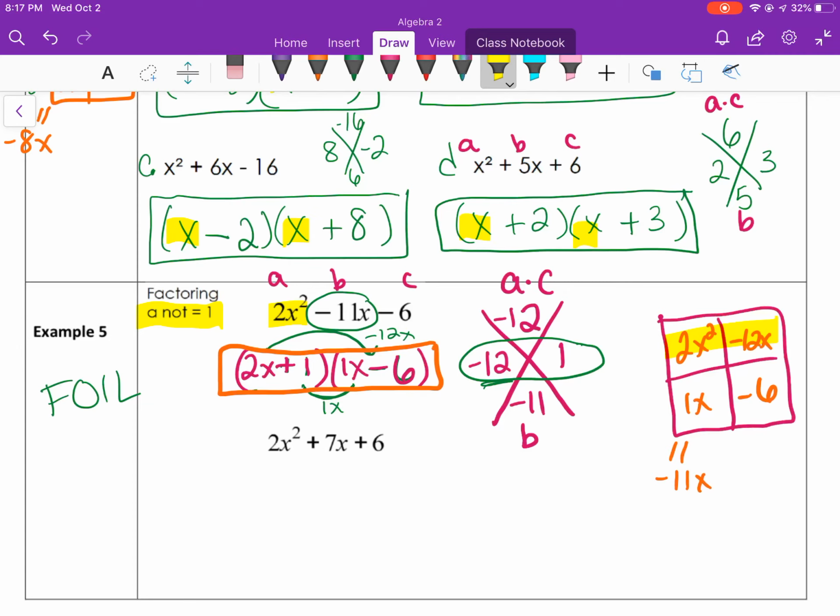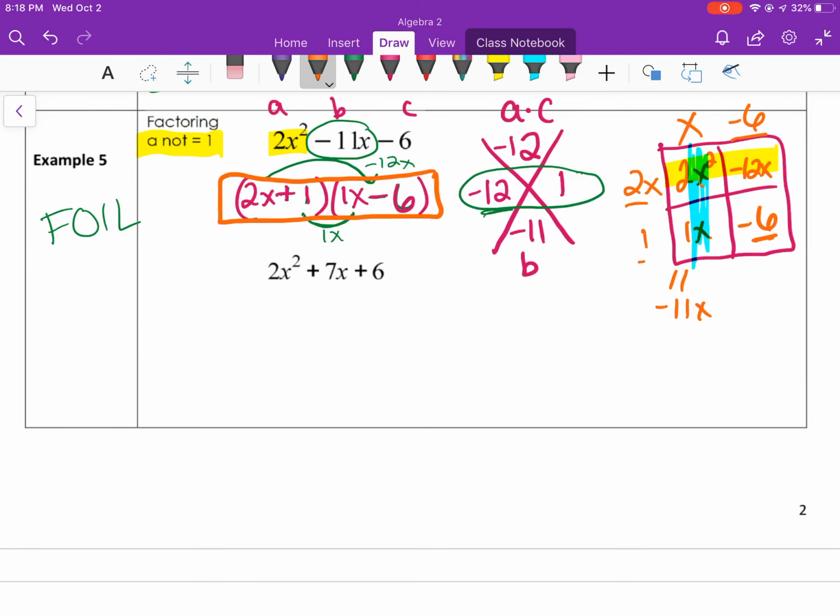So like what do these two have in common? They both have a 2 and an x in common. What do these two have in common? Down here, they both have just an x in common. And 2x times x is 2x squared. Then 2x times what is negative 12x? Well, that's negative 6. And x times 1 gives me 1x. And then 1 times negative 6 gives me negative 6. So working backwards to figure out what multiplies to get the inside of the box. So that gives me the same factors, 2x plus 1 and x minus 6. So that's another way of getting that answer. Okay, let's try this one.